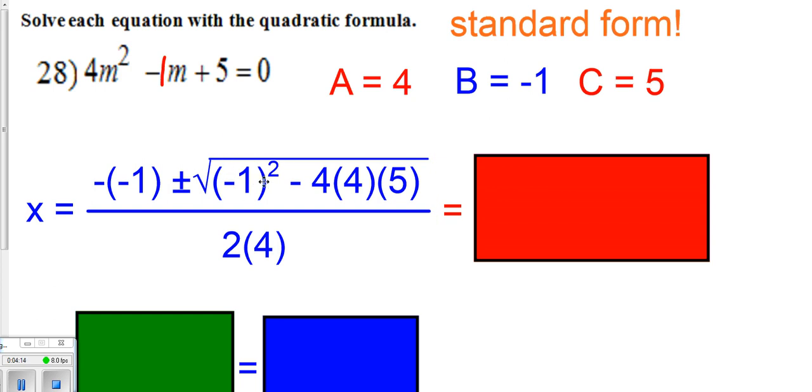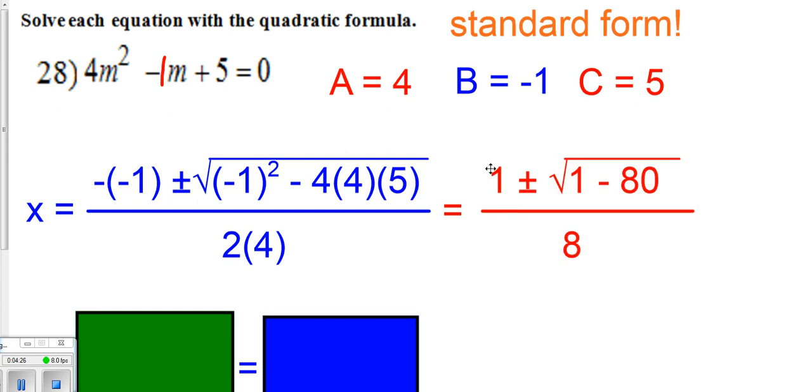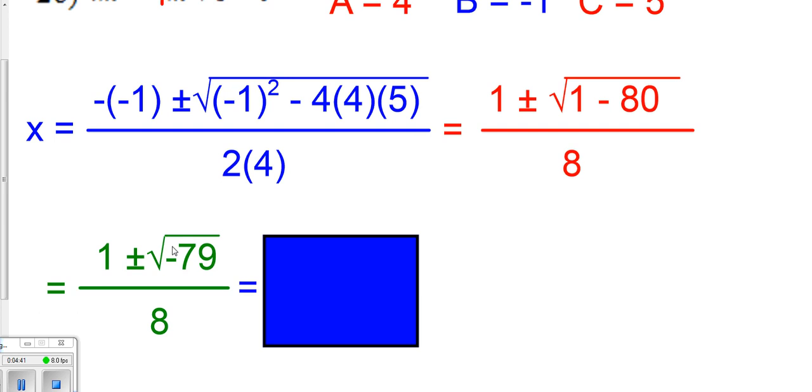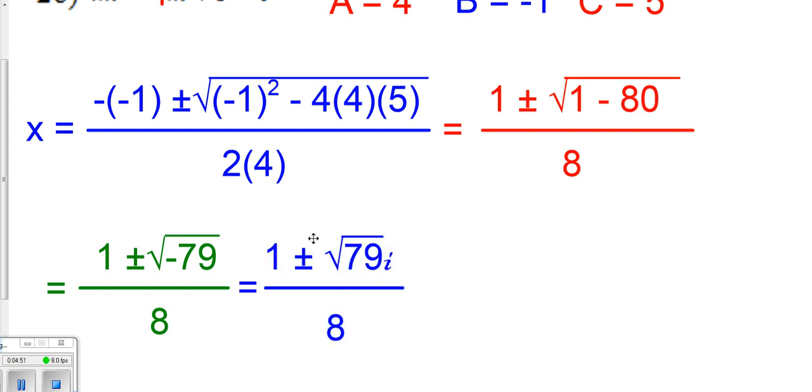That's what we want it to be. So make sure this is in parentheses, then minus 4 times a times c, or 4 times 4 times 5. All of this is divided by 2 times 4. Simplifying some pieces out, negative negative 1 just is positive 1, plus or minus negative 1 squared is 1. 4 times 4 times 5 is 80, so 1 minus 80 is underneath the square root, and 2 times 4 becomes 8. Simplifying it down a little more, 1 plus or minus the square root of negative 79, because 1 minus 80 becomes negative 79.